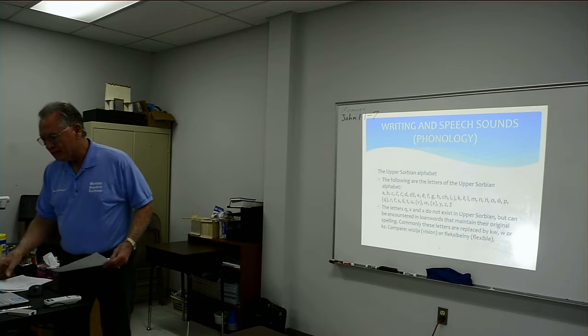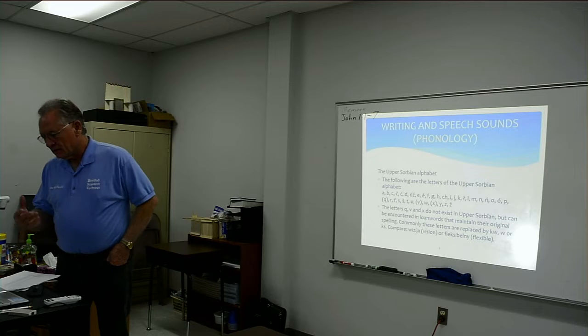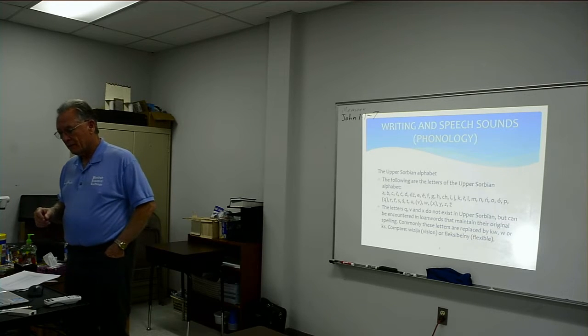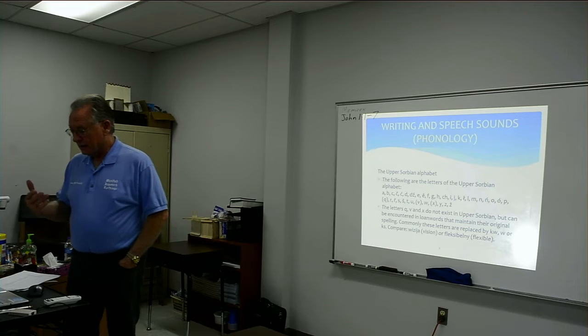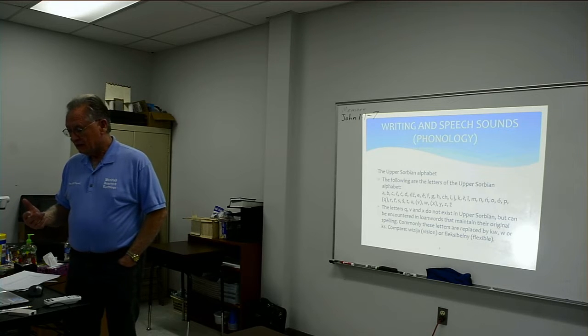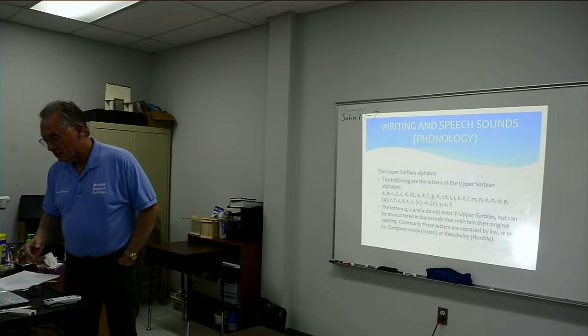So we're going to practice. Let's see. So according to the screen, the letters Q, V, and X do not exist in Upper Sorbian, but you can see them sometimes in loan words, like vision, vigia, or flexible, flexibility. Okay.